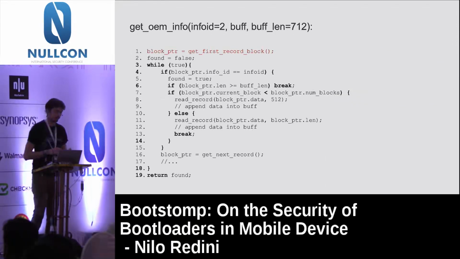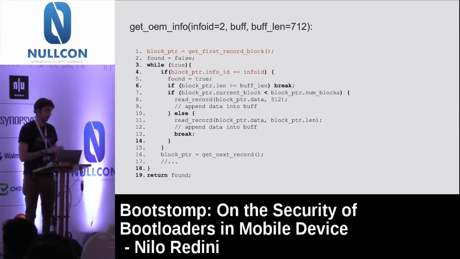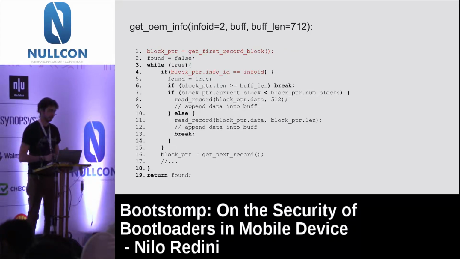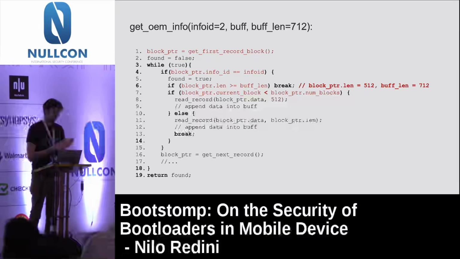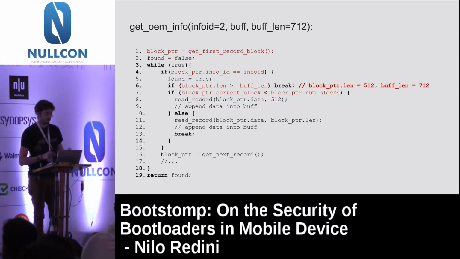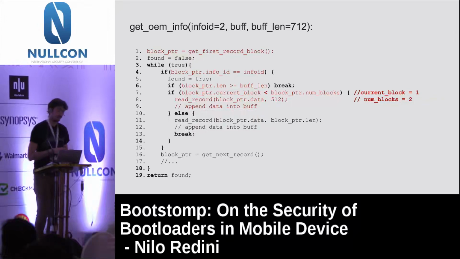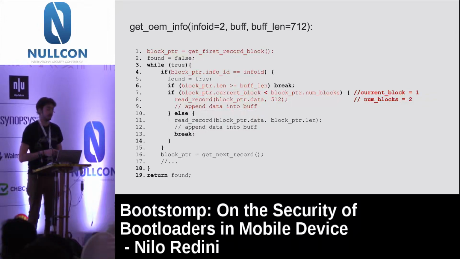Again, the function will retrieve the very first block containing the record file. It will scan each and every block until it finds the block containing the wanted info ID. It will check whether the buffer is big enough to contain the data, and as in this case it is, it will check whether the current block number is less than the number of blocks. In this case, as it is, the if branch is going to be hit. And the function will read 512 bytes from the block and store them in the provided buffer.